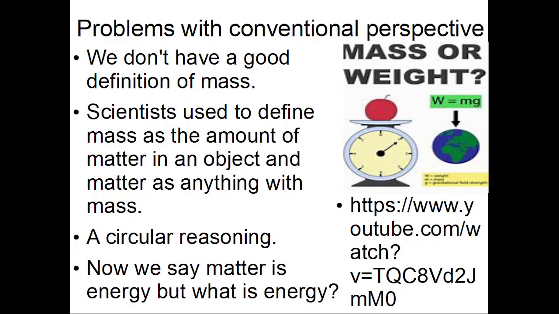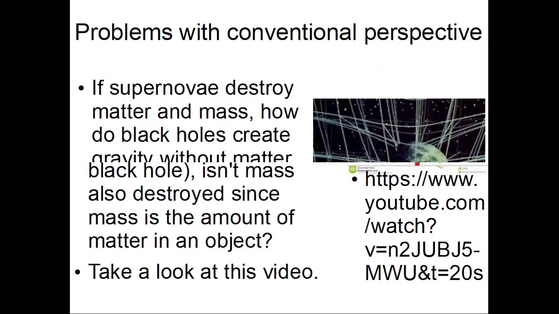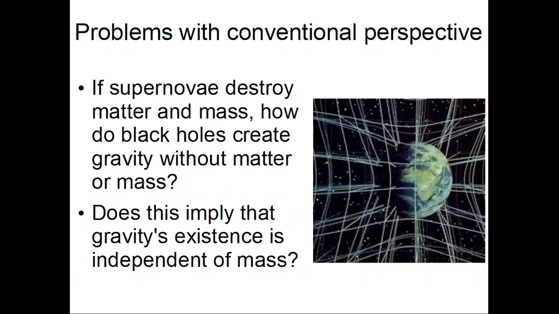Take a look at this video. Another problem is gravity. We were told that mass creates a gravitational field, and that's what we call gravity. But if all matter is destroyed by the supernova, isn't mass also destroyed since mass is the amount of matter in an object? Again, take a look at this video. And without mass or matter, how do black holes create gravity? Does this imply that gravity's existence is independent of mass?